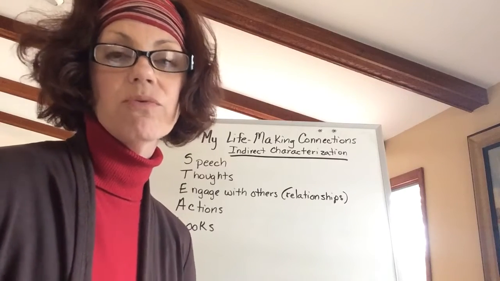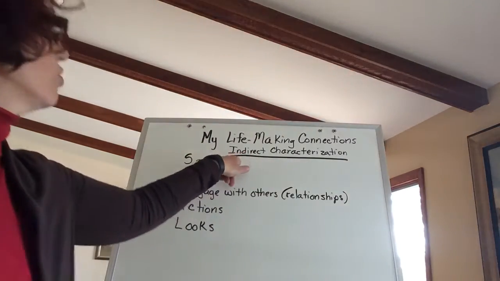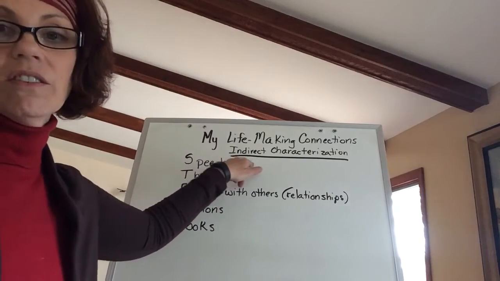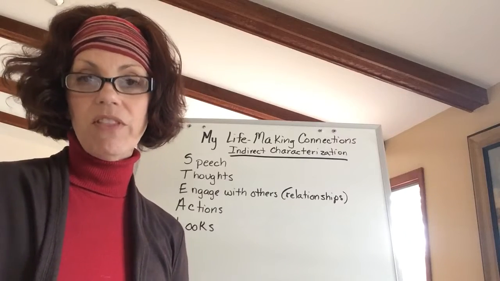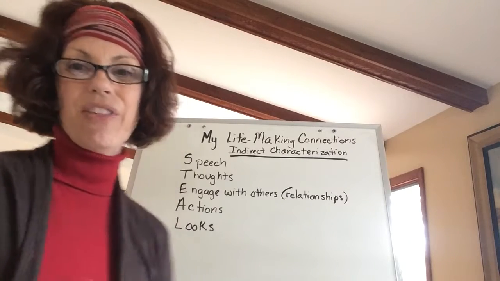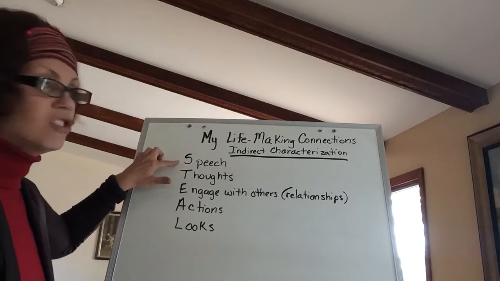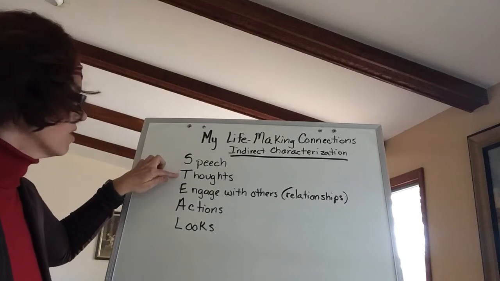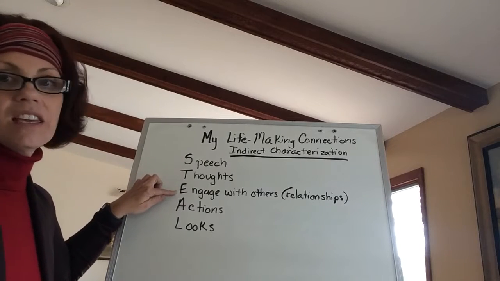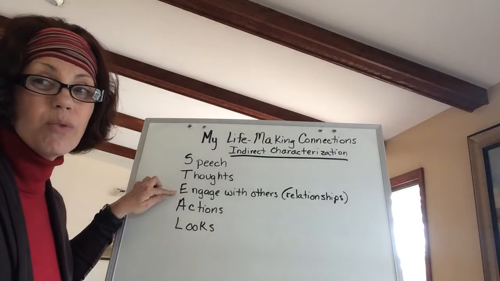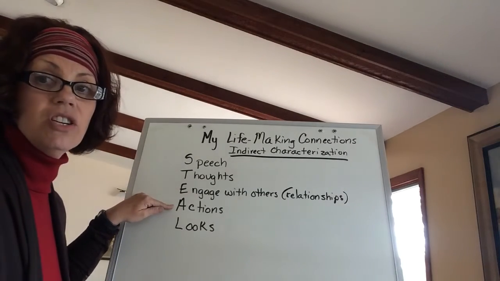So that's direct characterization. But most of our characterization comes from indirect characterization. The author doesn't come right out and tell us what they're like. We have to determine that from our STEAL method. If you remember our STEAL method, we have to look at the character's speech. What do they say? We have to look at the character's thoughts. How are they thinking? We have to look at how they engage with others. In other words, what are their relationships like? We have to look at their actions. What do they actually do?